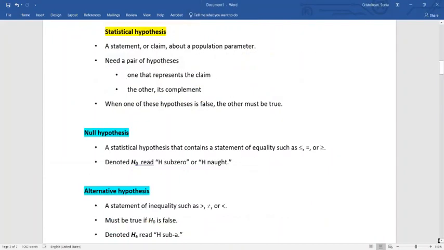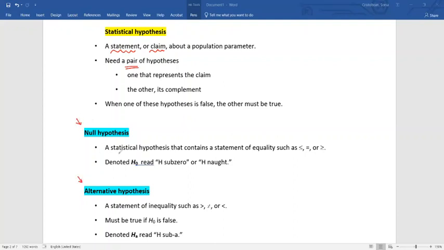Let's take a look at what the hypotheses are, because that's how you should always start a hypothesis test. A statement or a claim about a population parameter is what we call a hypothesis, a statement or a claim. In a hypothesis test, we need actually 2 hypotheses, one that represents the claim, and the other one will be its complement. One of these is false, the other one is true. We call this the null hypothesis and the alternative hypothesis.